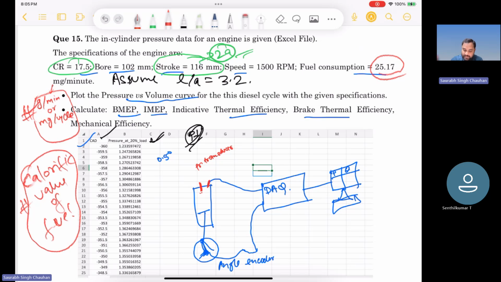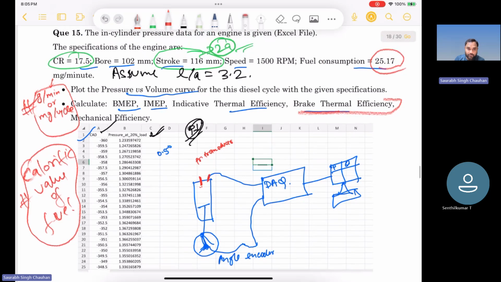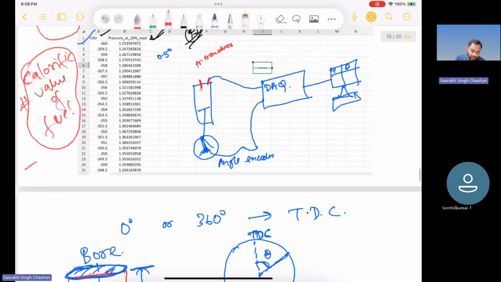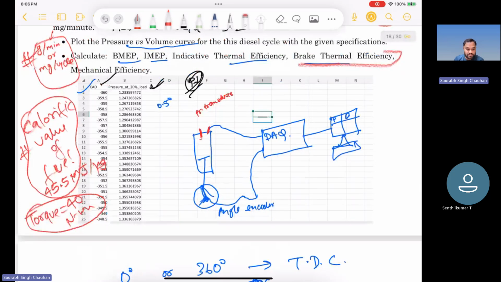Okay, and for brake thermal efficiency or brake mean effective pressure, you also need data from the brake or dynamometer. Okay, so that data is also not given. You can assume the torque at the dynamometer, some value, let us take 40 Newton meter. Okay, this value you can assume, and the calorific value you can take as, let us say, 45.5 megajoule per kg. Okay, so these are a few more assumptions, but I think we are running out of time.